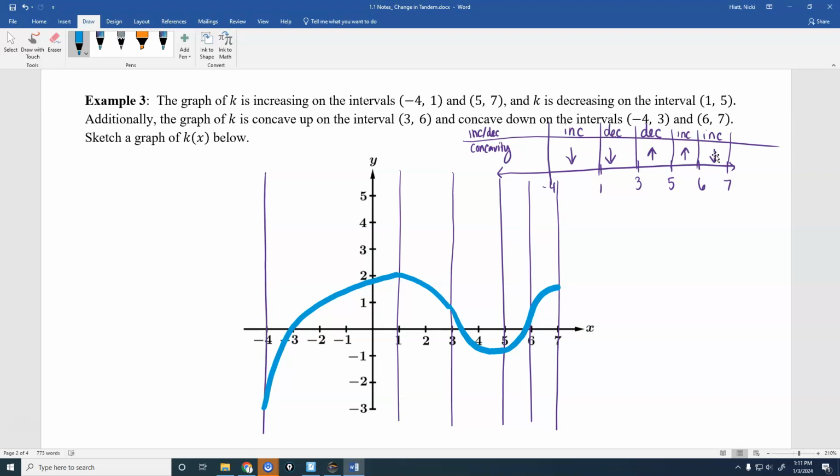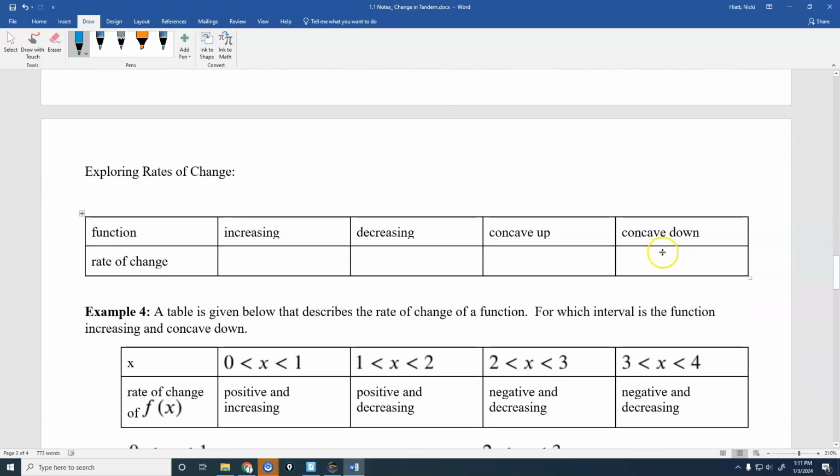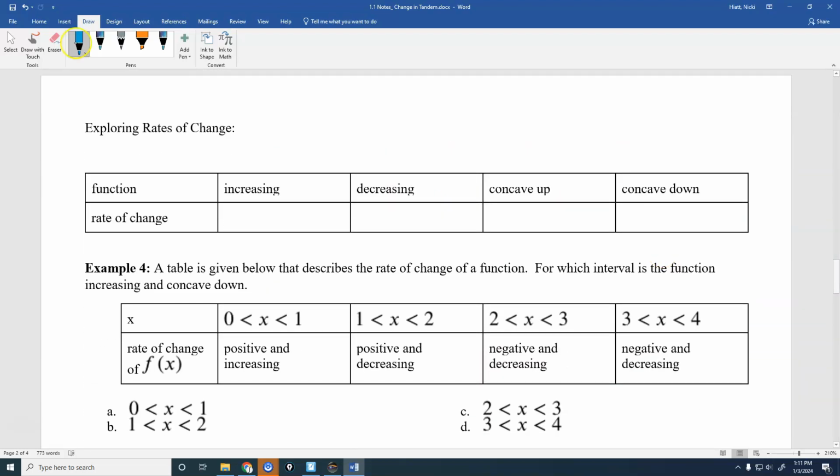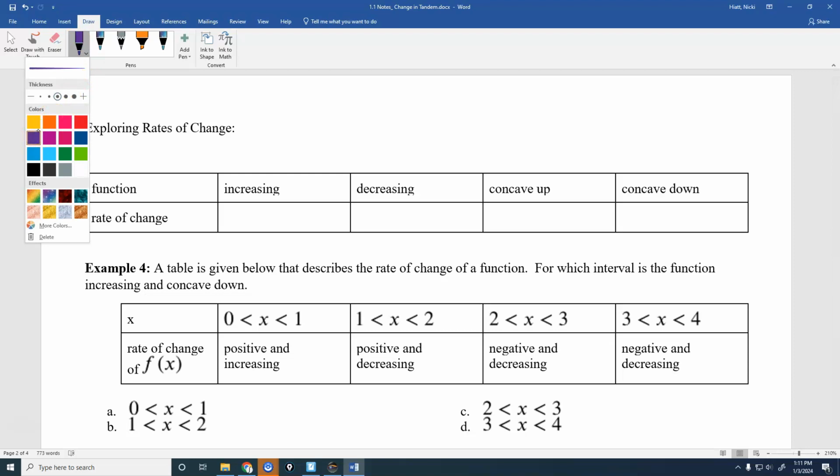Okay, questions? All right, real quick, we need to fill in this table down here and answer 4. And I think that'll get us in pretty good shape to do the assignment I've got for you.